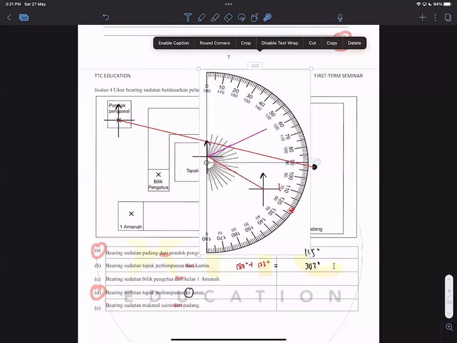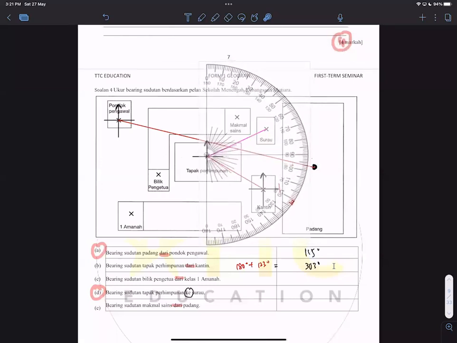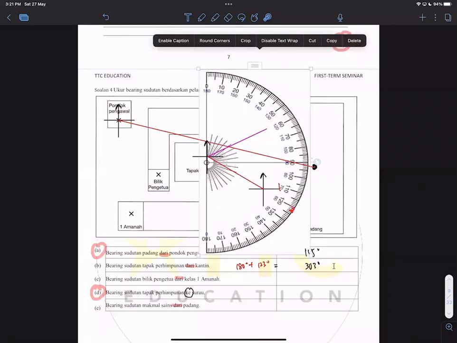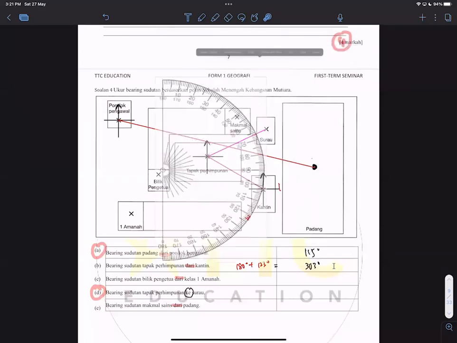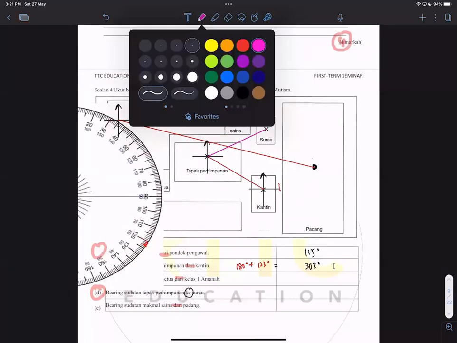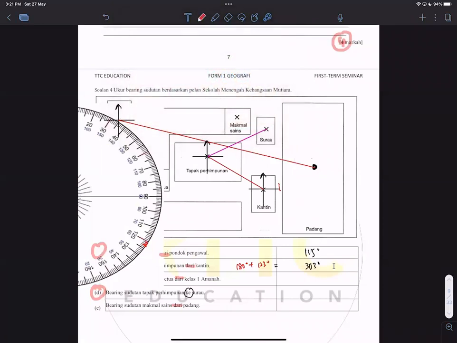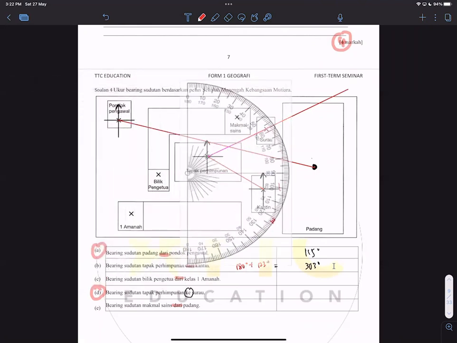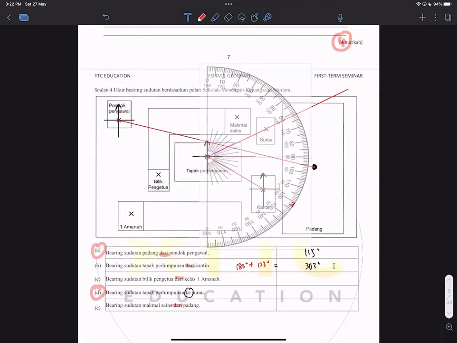You guys notice the stupid iPad keeps having to auto align. Okay, yes, you guys try to extend out the lining so that it is a straight line. Yes, try to extend out so that your jangka sudut can still measure outside the line.